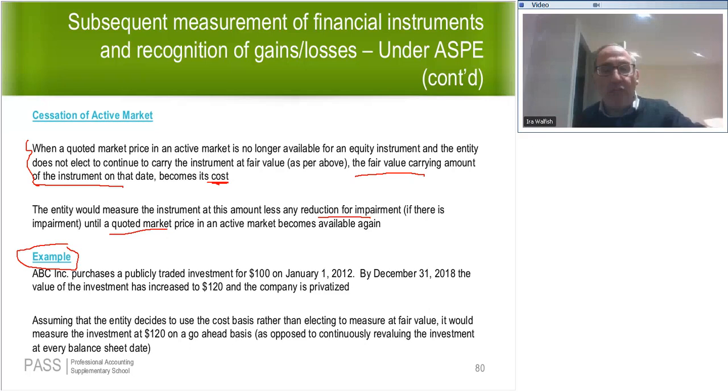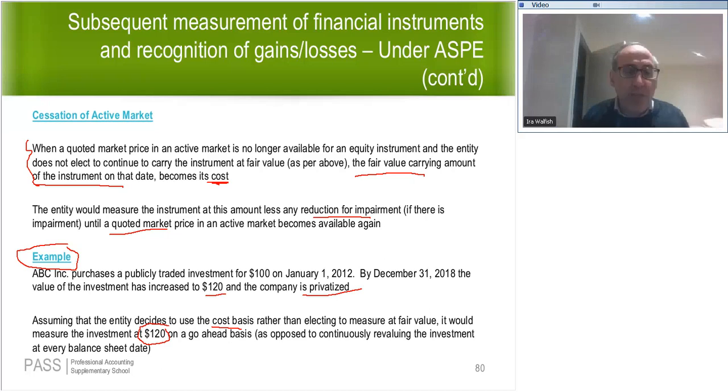And as long as the company remains private, it would sit on their balance sheet at 120 every year, unless there's been an impairment, in which case they would have to write it down. They would not go back to the original cost. The figure they would use for cost, once the company goes private, would be the 120. The last value of the investment is based on fair value before the company was privatized.